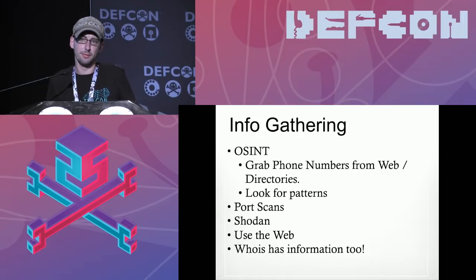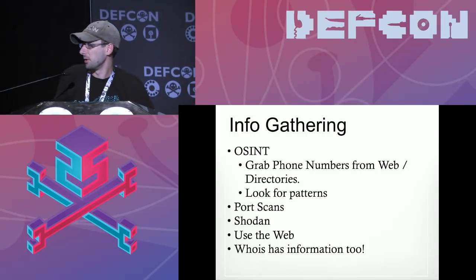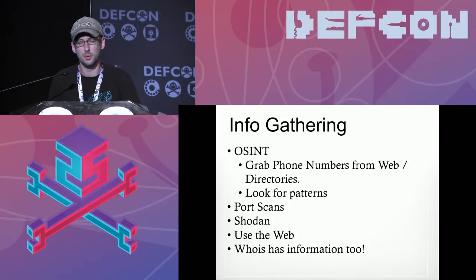When talking about looking for patterns, a company will register a block of phone numbers, but they may not publish all of them because there's something in there they don't want you to see. I was trying to contact Google, and I was Googling for Google's phone number, which is really difficult. But they list it in their Whois. If you ever need to call the Googleplex, just Whois them, and you can find their phone number.